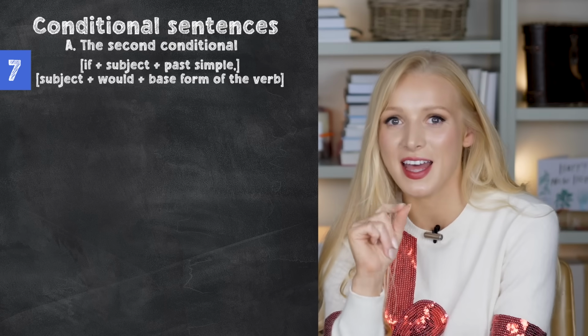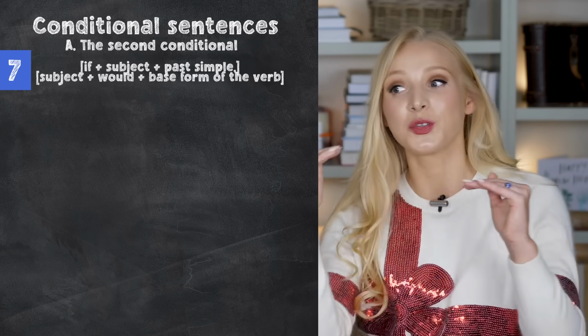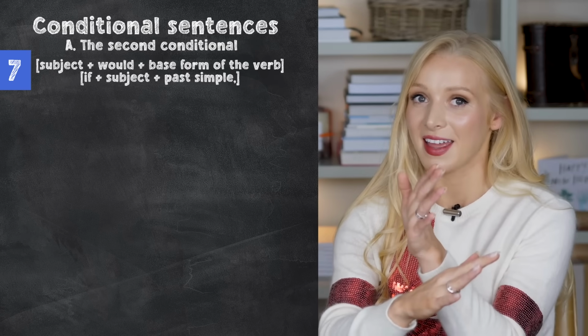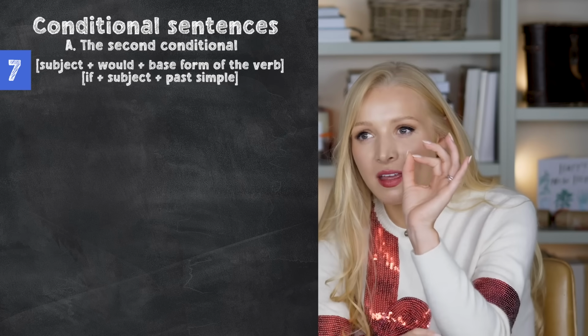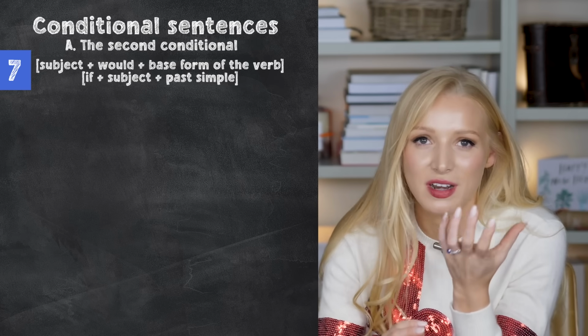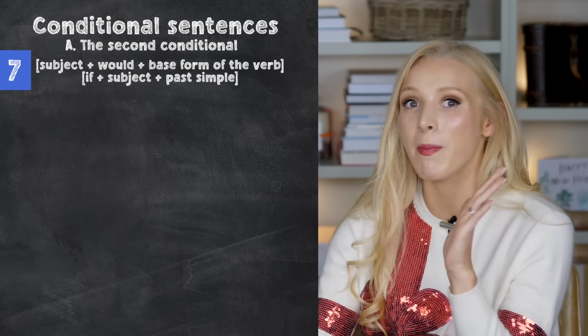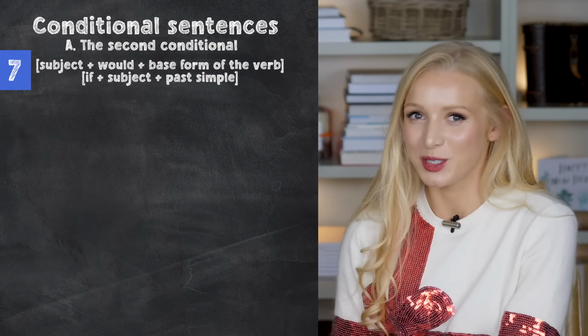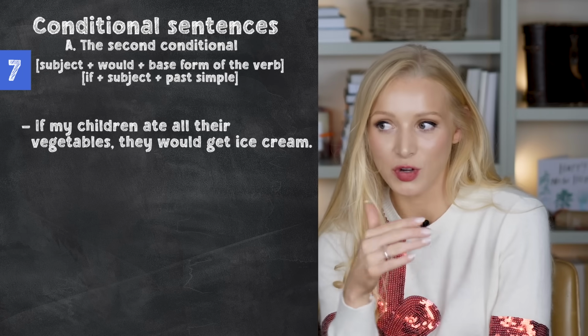That little comma just there is only needed if the if clause comes first. You can swap the clauses over, and in that case, the comma isn't needed. I know it seems like such a tiny thing, but if you're in an exam, it's really important. Please also remember, even though we're using past tenses, we are imagining things in the present. Some more examples. If my children ate all their vegetables, they would get ice cream.